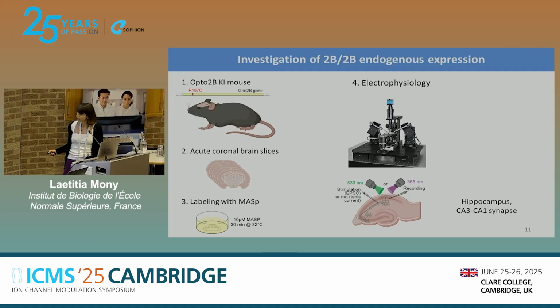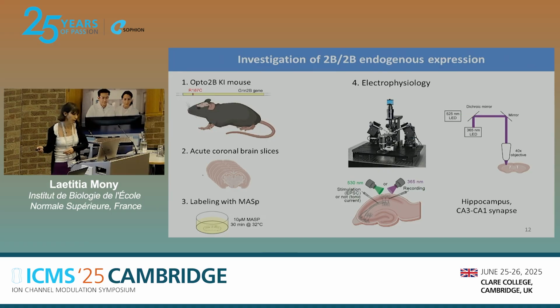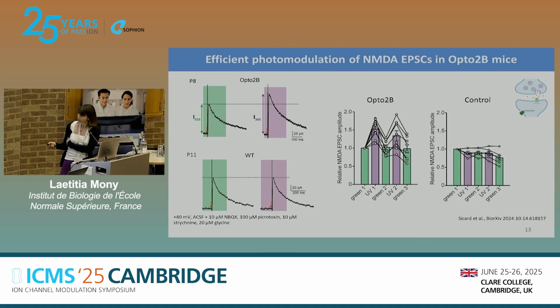So we recorded current from CA1 pyramidal cells upon stimulation of the CA3-CA1 synapse, which is the prototypical synapse to study NMDA receptor physiology, and this under different alternating wavelengths of illumination. We first looked at NMDA postsynaptic currents, so EPSCs. And on slices from Opto2B mice labeled with MASP, we observe a stronger NMDA EPSC in the presence of UV light compared to green light. And this increase in NMDA EPSCs could be relieved by reshining green light and reset by shining UV light, and so on.